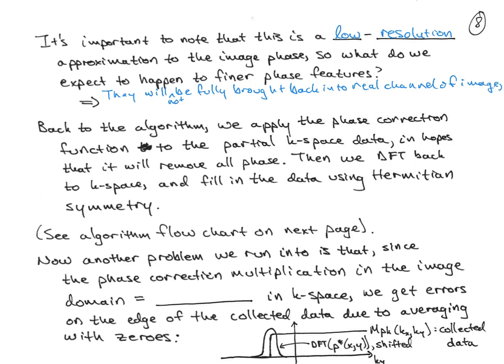So after we apply the complex conjugate phase to the image corresponding to the collected data, they will be at least partially lost. Because as you'll see on the next page, we take the Fourier transform to do this reconstruction. We calculate the low resolution phase image, and then we also calculate the Fourier transform of the image, the zero filled image. We multiply the zero filled image by the phase correction function, and then we go back to K-space. Then we take the real part of the result. And so when we do this, we multiply by the low resolution function, then we take the real part of the result after that multiplication. And so finer phase features will be at least partially lost when we take that real part.